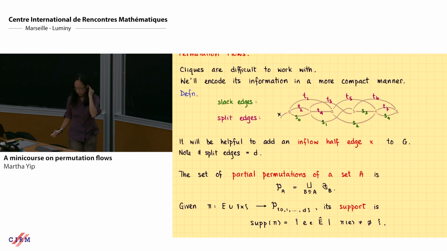Okay, this denotes the set of permutations of a set B. Then the set of partial permutations is just the disjoint union of all the permutations of subsets of A.